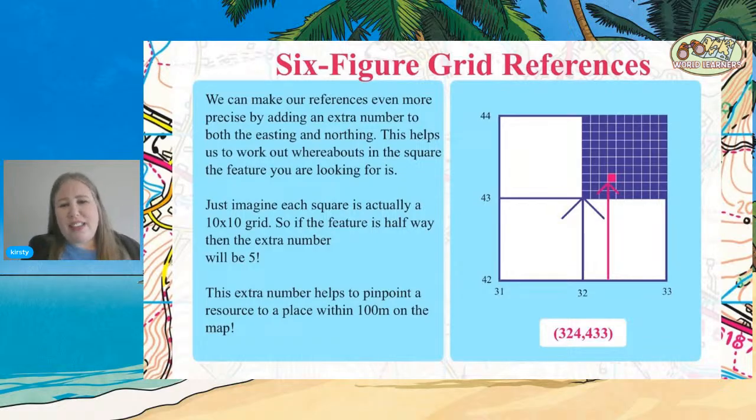So this extra number helps us to pinpoint where that place is. If we look at the example there that we've got 32, and then we're 4 tiny squares along, aren't we? So we've got 32, which is our easting along the bottom, 4 is with a 4th square along, and then we've got 43 up the side on the northing, and we're how many squares up? 1, 2, 3 squares up. So that's our 6-figure grid references. So a way of zooming in even further.